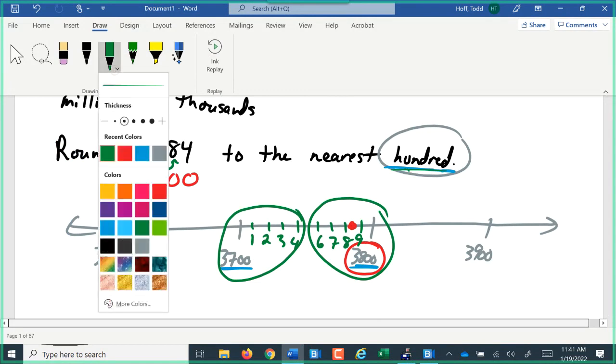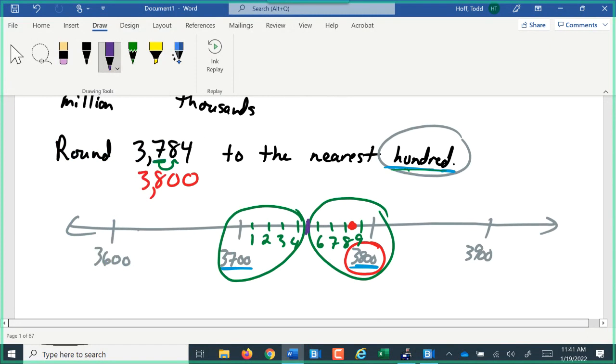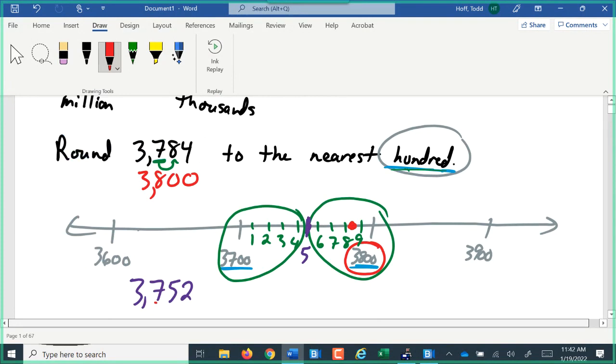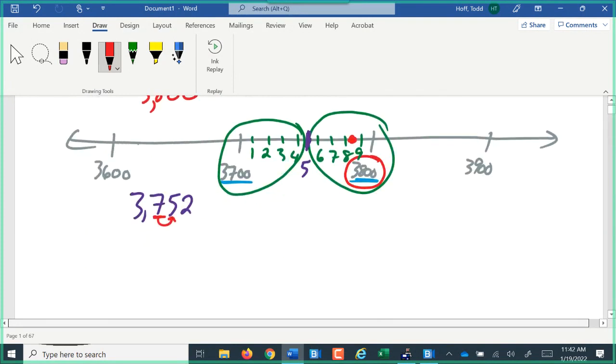Of course, the question always comes in, and that's why I left it off for now. What if that next digit is a 5? What if this were something like 3,752? We find our hundreds digit is 7, and that next digit's a 5. Well, we've been taught that you're going to round up if that next digit is a 5. Still rounds up to 3,800.